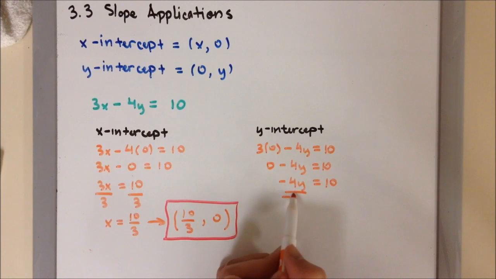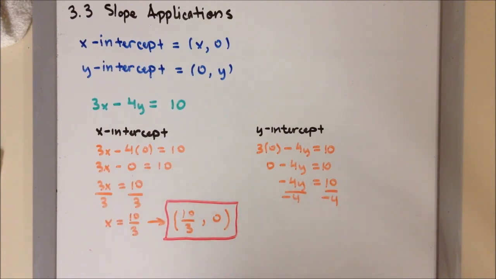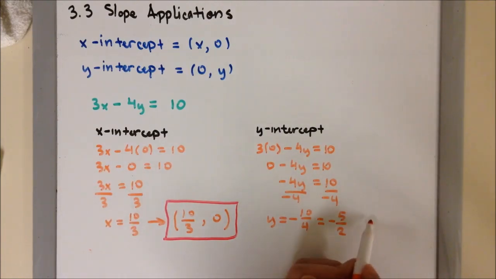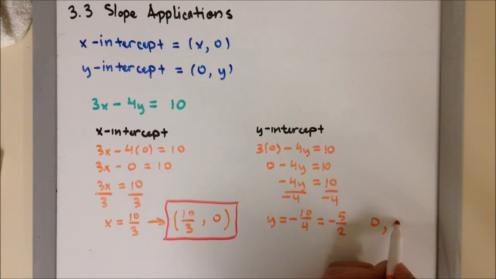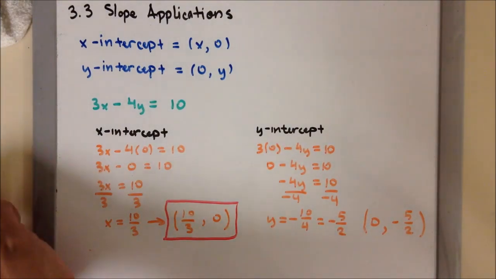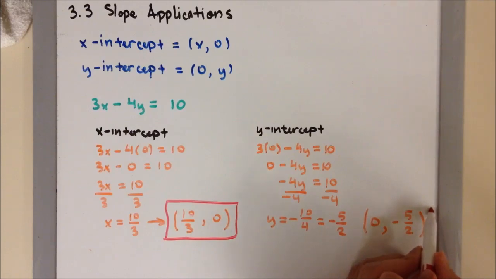I'm going to divide both sides by negative 4. So my y will equal negative 10 over 4. But I can simplify because the numerator and the denominator are divisible by 2. So actually it will be negative 5 over 2. So therefore my coordinate for the y-intercept will be 0, comma, negative 5 over 2, with parentheses. And that will be my final answer for the y-intercept.